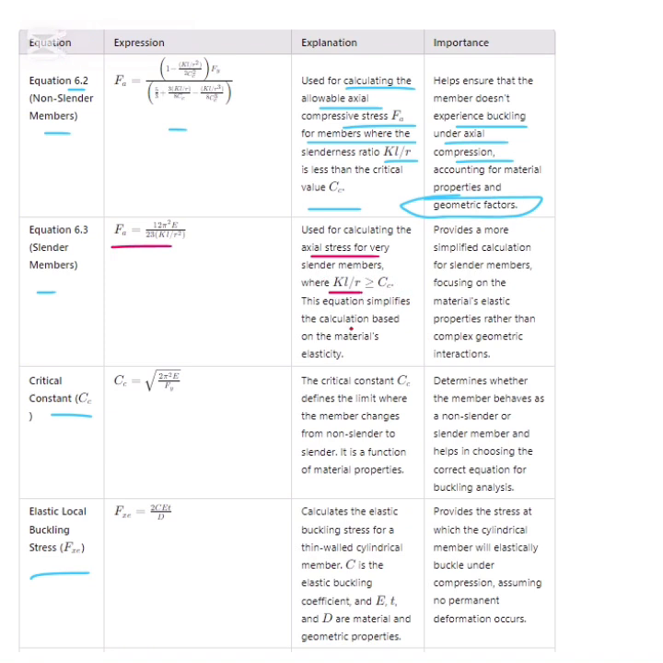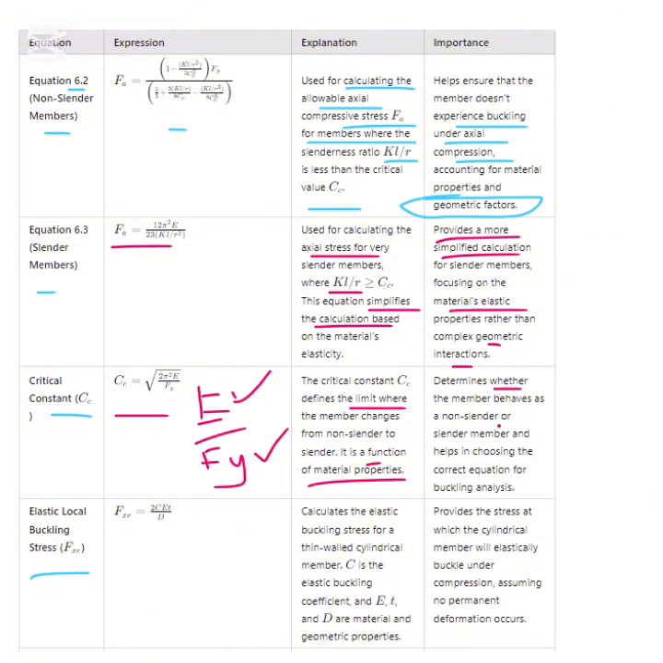This is for slender members, used for calculating the axial stress for very slender members, where the KL/R ratio is greater than Cc. This equation simplifies the calculation based on the material's elasticity. This provides a more simplified calculation for slender members, focusing on the material's elastic properties rather than the complex geometric interactions. And Cc is nothing but the critical constant. That defines the limit where the member changes from non-slender to slender. It's a function of material properties, just a function of E and Fy, purely Young's modulus and yield strength. That's the critical constant that defines whether the member becomes slender or not.